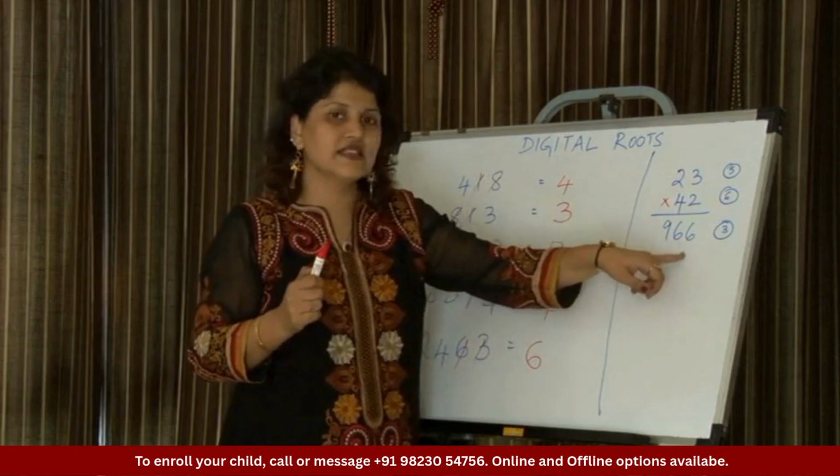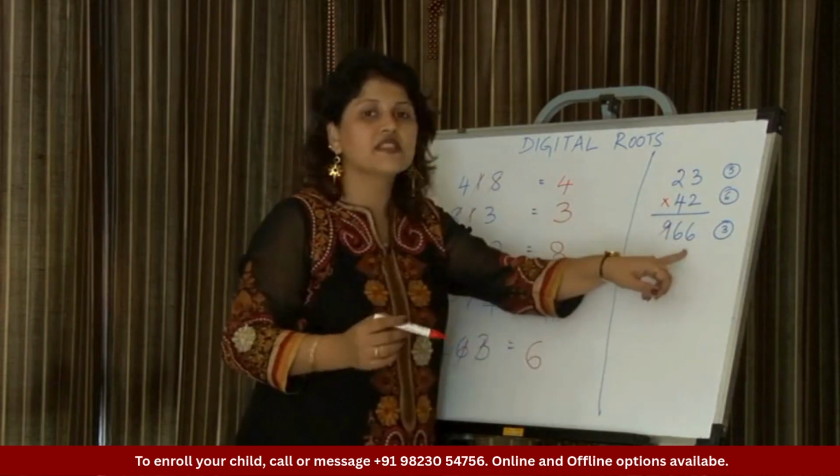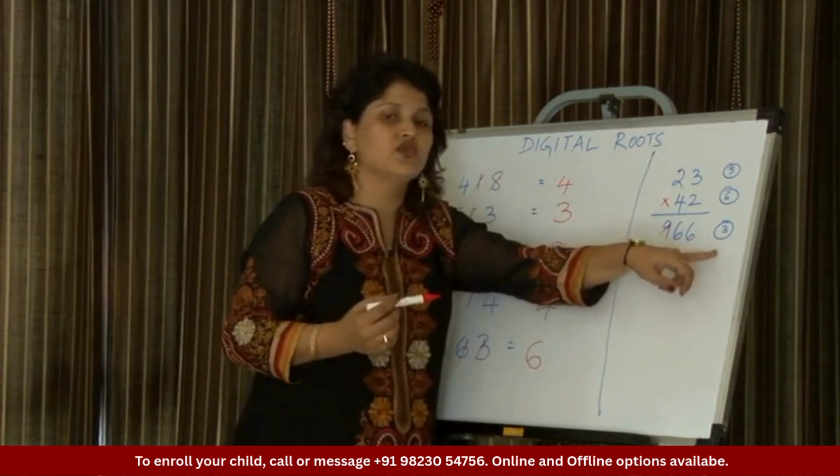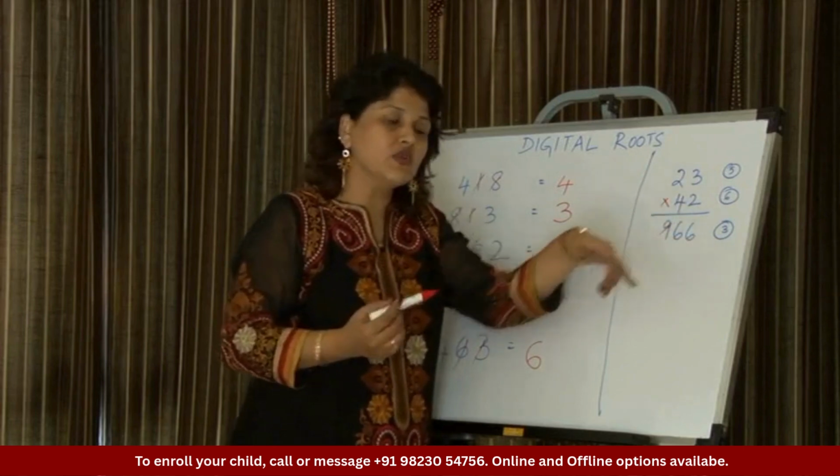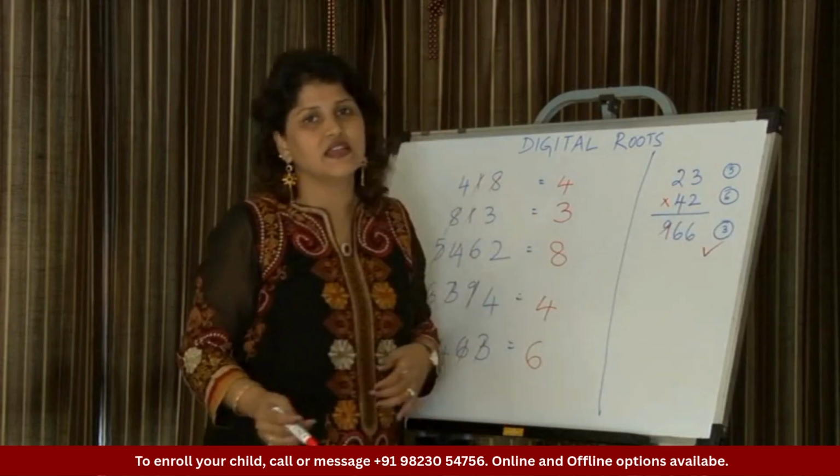Check. 966: 9 out. 6 plus 6 is 12. 1 plus 2 is 3. Since the digital roots match, the answer is correct.